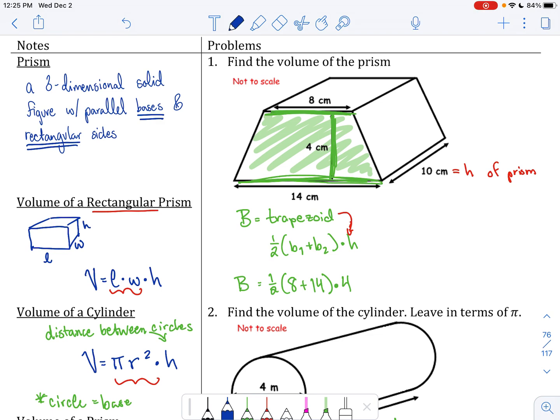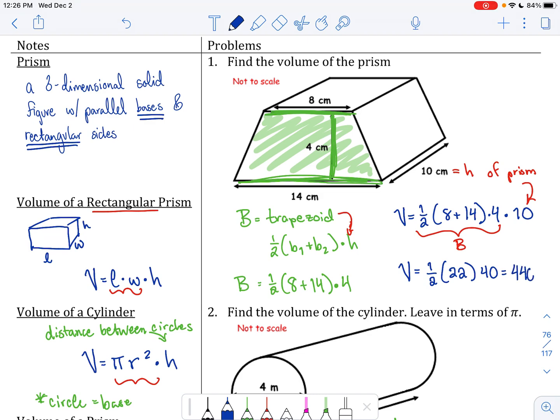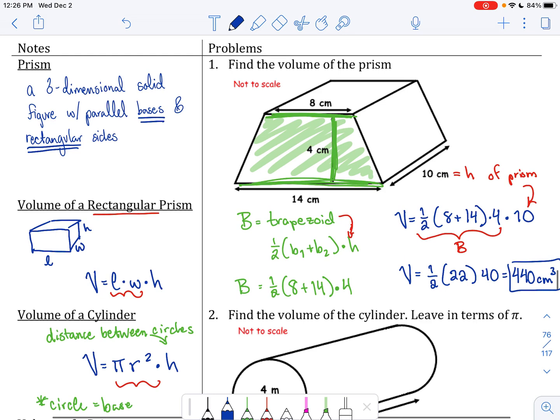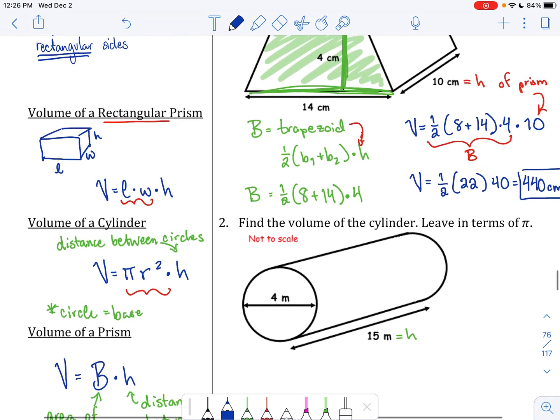So in this case, I'm going to say the volume is 1/2 times 8 plus 14 times 4 for the trapezoid base times 10 for the prism. So this is big B, and then that's the height of the prism. From there, we just want to follow our order of operations. 1/2, and then 8 plus 14 is 22, times 4 times 10, which is 40, which is 440 centimeters cubed for the volume unit. Now, so that's how you find it with the trapezoid.